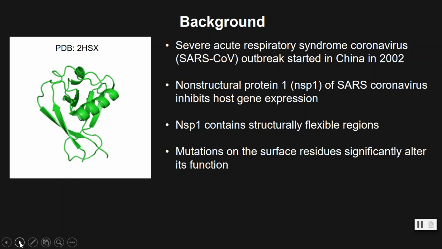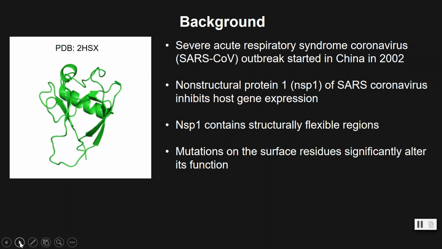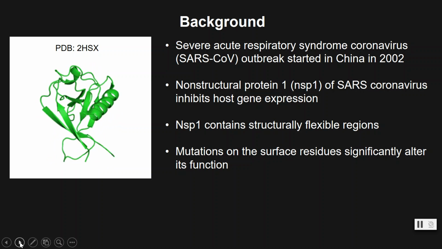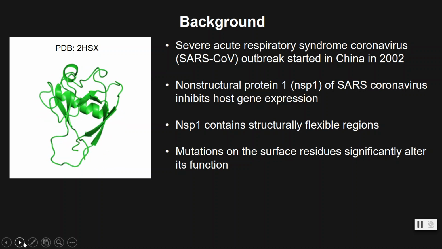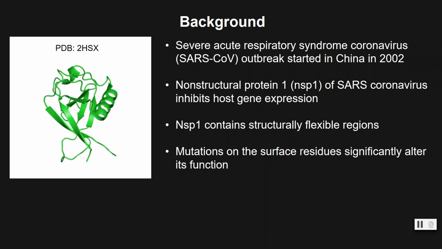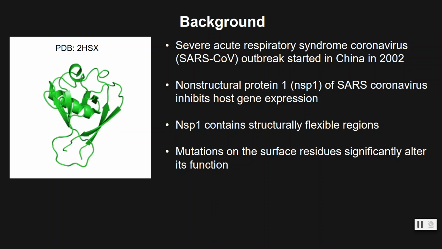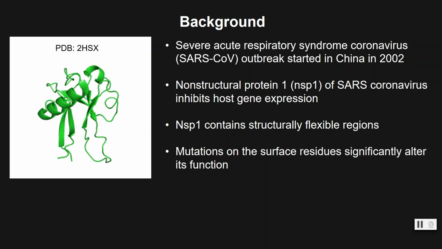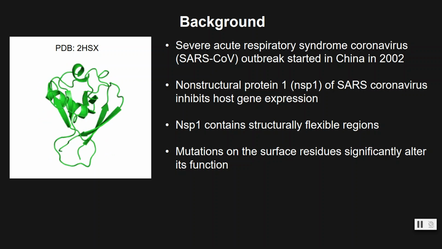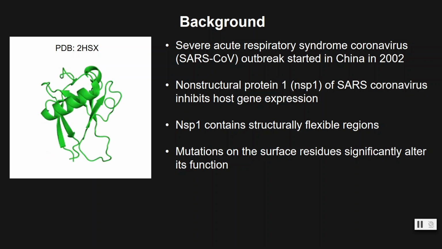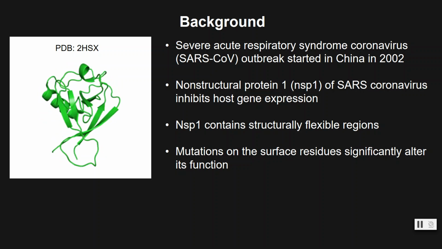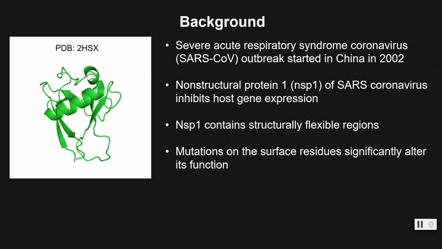So severe acute respiratory syndrome coronavirus, or SARS-CoV outbreak, started in China in 2002. And during this time, it actually spread to 27 different countries, resulted in 9.6% fatality rates. Now, this is a RNA virus with a positively stranded RNA genome, really large, about 30 kilobase long. And one of the non-structural proteins is non-structural protein 1.